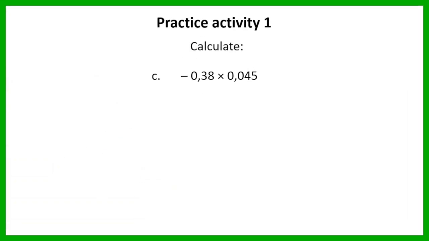Right? Over here, you've got negative 0.38 times 0.045. Now, just because there's a negative doesn't mean you're going to do the process any differently. It just means that you're going to end up having to make sure you take that negative into account when you get your final answer. Okay, so I'm going to give you 2 minutes to work on this question.